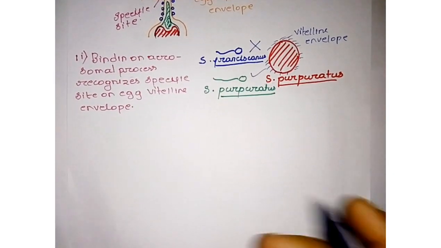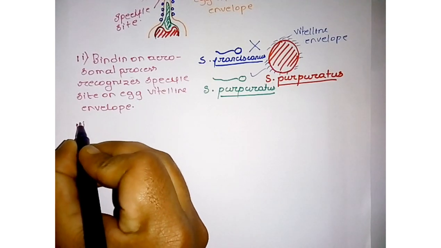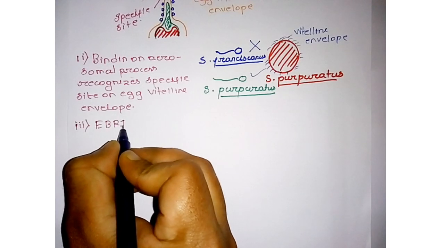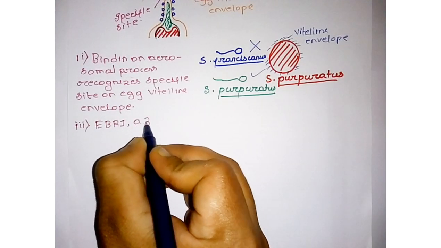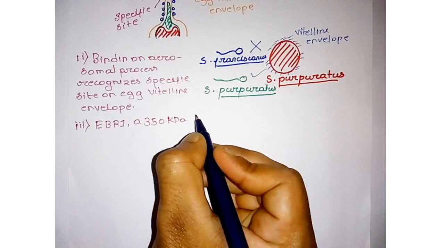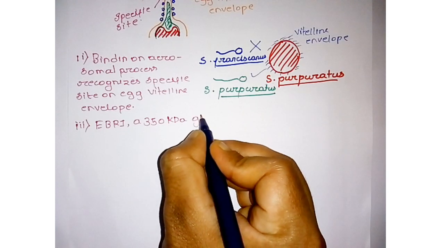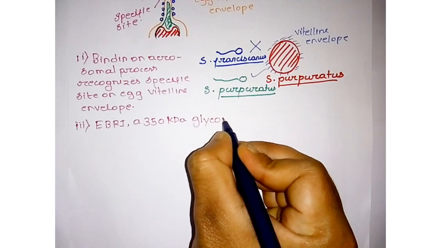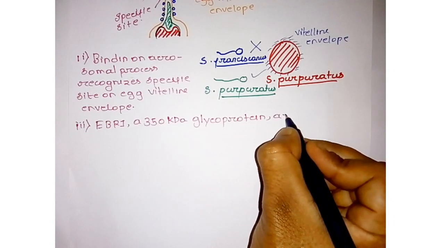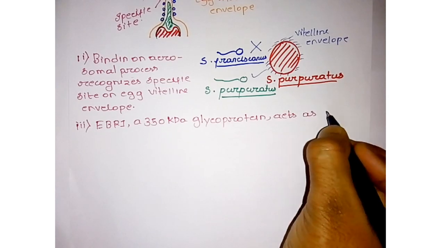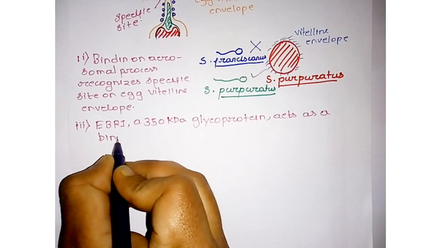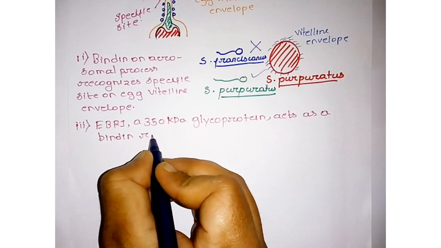EBR1, capital E, capital B, R1, a 350 kilodalton glycoprotein, acts as a binding receptor.